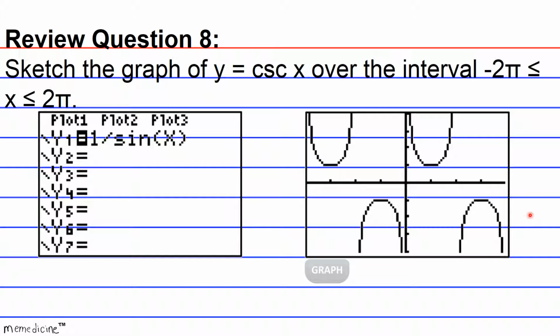Let's see what else. Oh yeah, and make sure you're in ZoomTrig mode. You get there by pressing Zoom and the number 7, and then it'll automatically take you back to the graph screen. And 7 is the selection number for trigonometry mode, Zoom trigonometry, and this is how your graph should appear, okay?